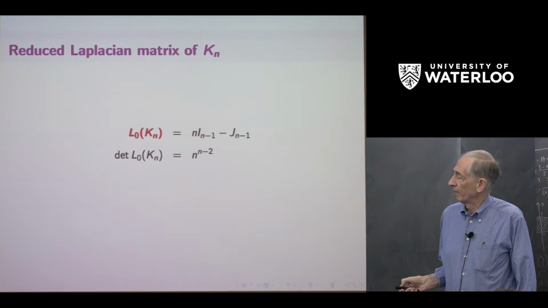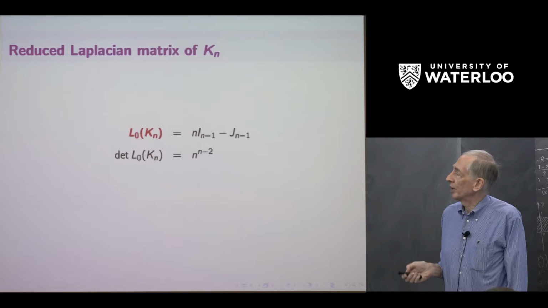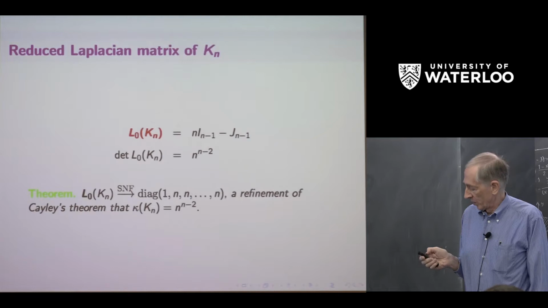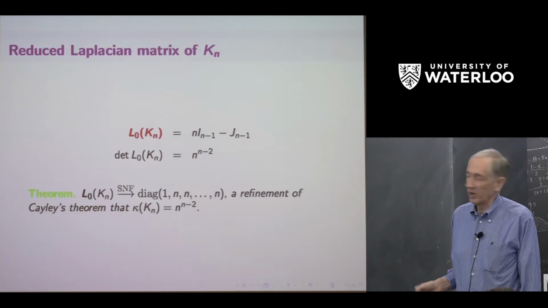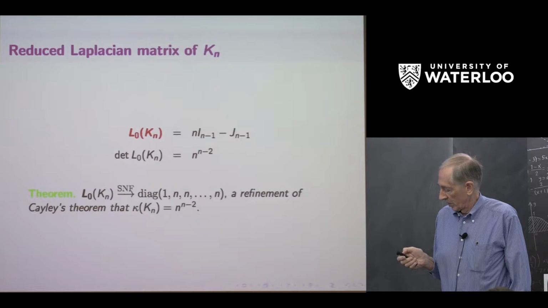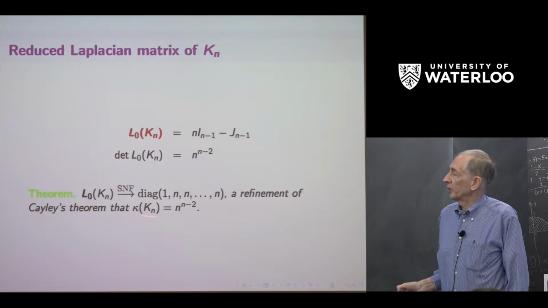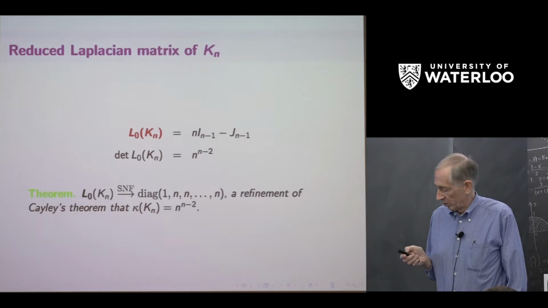So what is the factorization given by the SNF? Well, here there's a nice trick to compute the SNF. The theorem is that the diagonal entries are just a 1 and n minus 2 n's. I said this is a refinement of Cayley's theorem. Well, it's often called Cayley's theorem that the number of spanning trees is n to the n minus 2, although it actually goes back a little earlier than that.